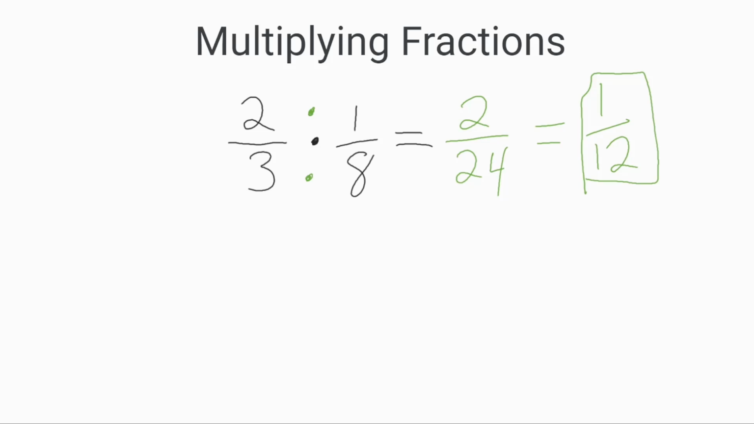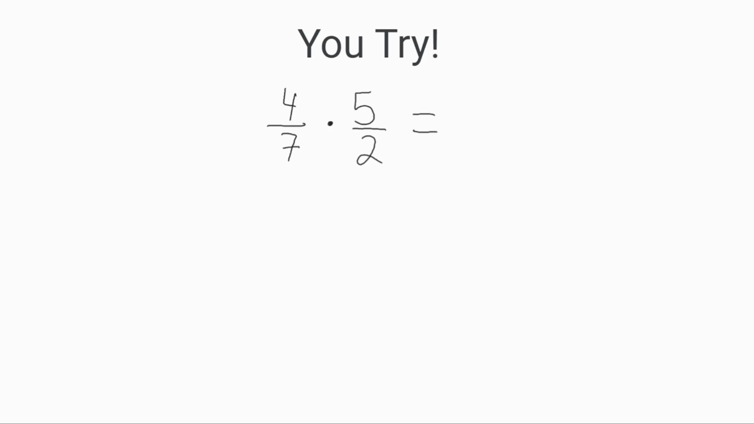So let's go ahead and put up one for you to try as well. Here we have 4/7 times 5/2. Again, we just need to multiply straight across. 4 times 5 gives me 20. 7 times 2 gives me 14.